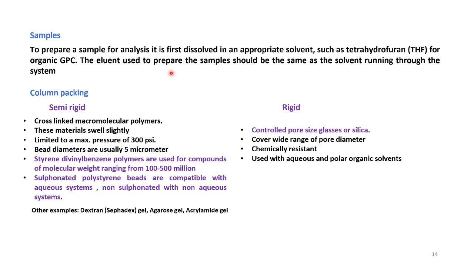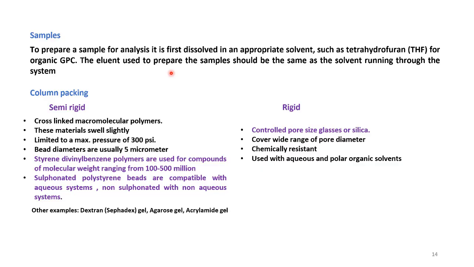The column packings are sometimes semi-rigid and sometimes rigid. In the semi-rigid one, the cross-linked macromolecular polymers can be analyzed. These materials swell slightly and are limited to a maximum pressure of 300 psi. Bead diameters are usually 5 mm, and examples are styrene divinyl benzene polymers, which are used for compounds of molecular weight ranging from 100 to 500 million.